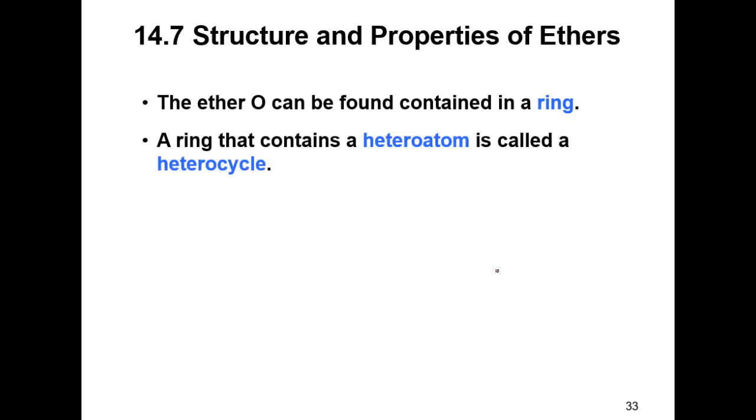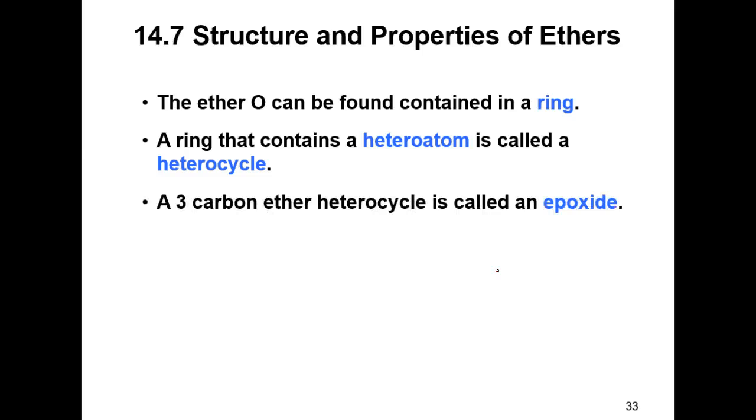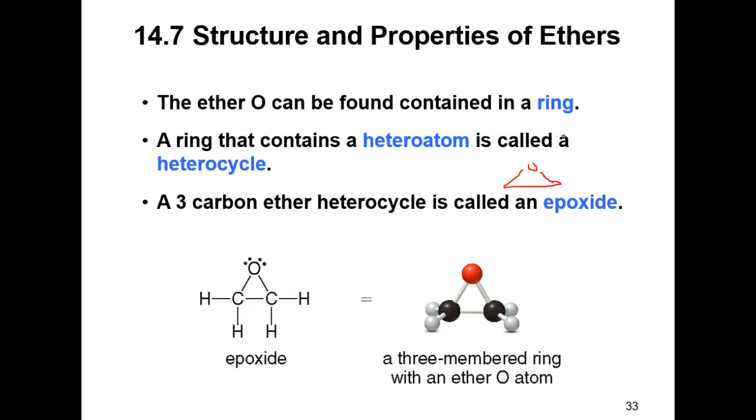An ether can be found in rings. This is what's called a heteroatom, therefore it's called a heterocycle because it's a cyclical compound with a non-carbon atom in it. 3-carbon ethers are a special class of compounds called epoxides. Epoxy resins come from these. This is an epoxide. Pretty cool looking compound, and a huge class of compounds.